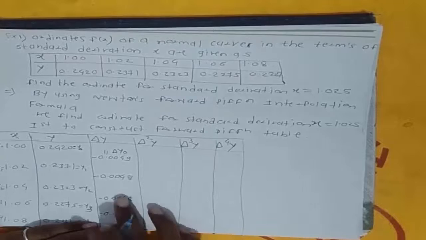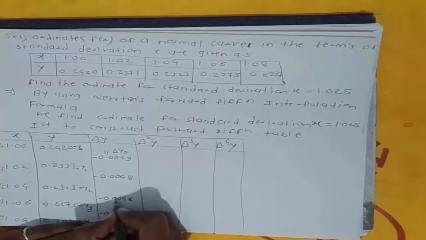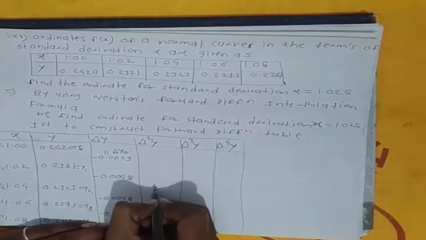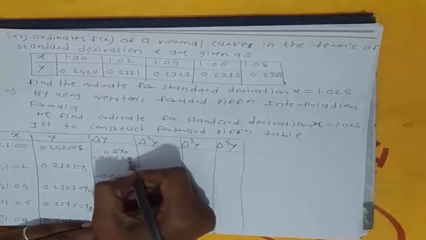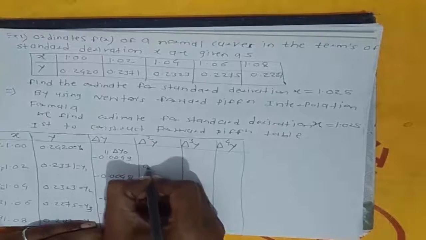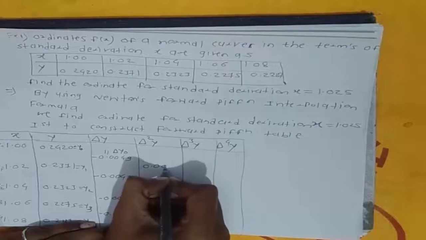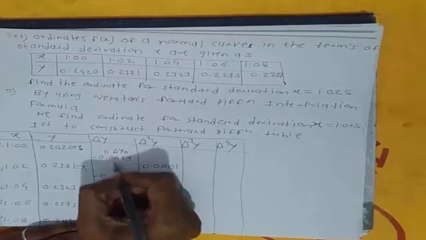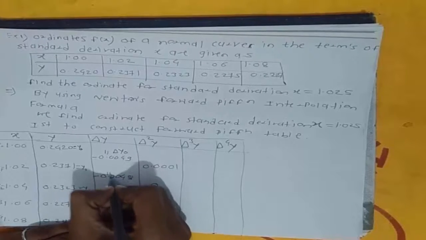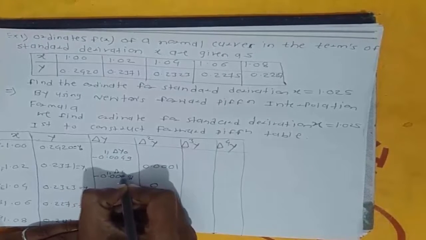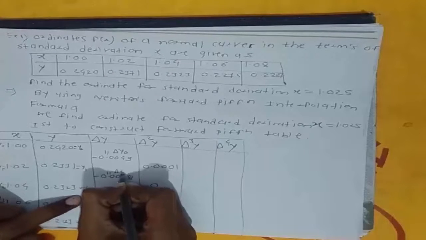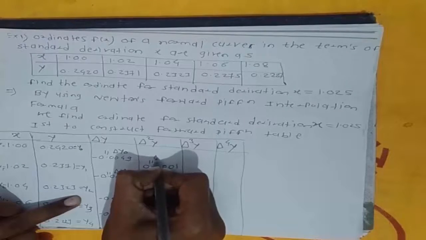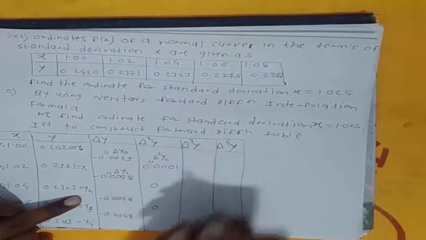If we take this minus this, then minus minus becomes plus, so this becomes 0. Again this difference we get 0, and again this difference we get 0.0001. So this will be delta y0, and this is delta of y2 minus y1, that is delta y1, and delta y1 minus delta y0 gives delta square y0.